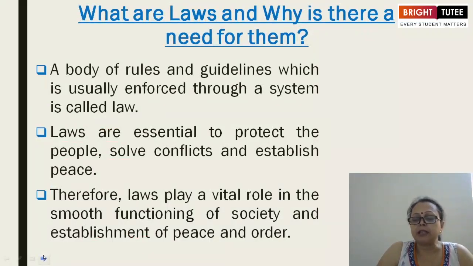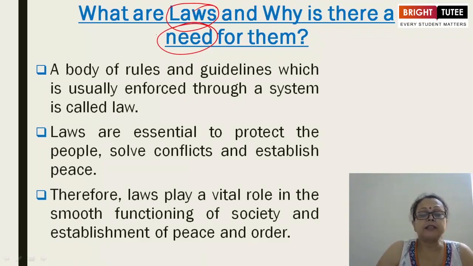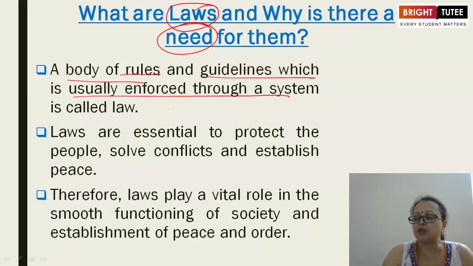Then next it comes to what laws are and why there is a need for them. What are laws? And what is the need? Why is it needed? What is the requirement of the law? A body of rules and guidelines which is usually enforced through a system, and this system is called the law.